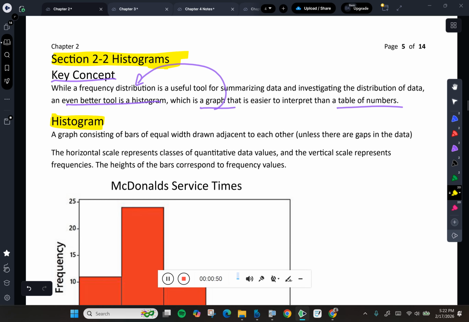So a histogram is a graph. It is a bar graph, where the bars will have equal widths. The equal widths represent the class width. The bars touch unless there are gaps in the data. The horizontal scale is going to be those classes, the quantitative data values. The vertical scale represents those frequencies.